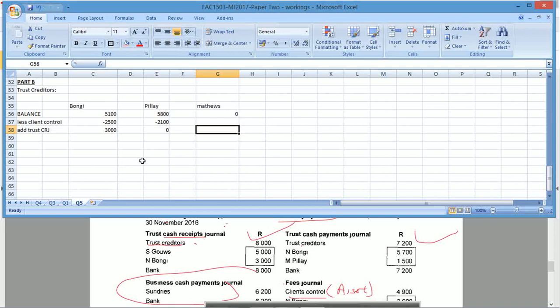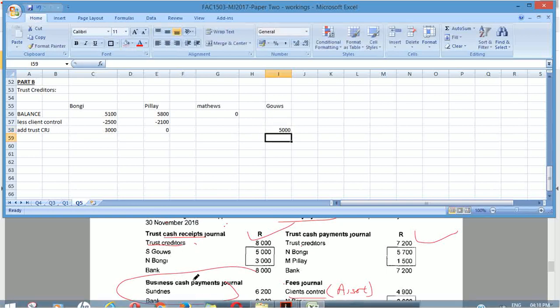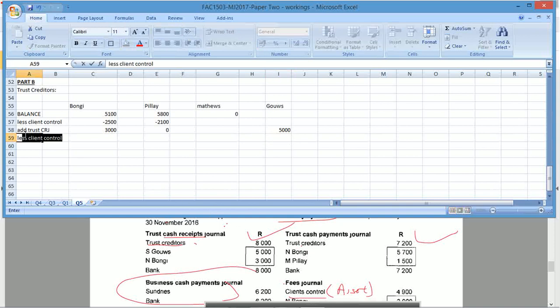Okay. Then you've got, well, I would also look at the G here. Host you would put here as well. Why? Because there's the name of the creditor. Okay, I'm just adding more detail because I'm looking at all of them. Okay. Then trust CPJ. So then less trust CPJ. Okay, that's what they paid. So Bongi paid and Pillay paid. Right, that's it.